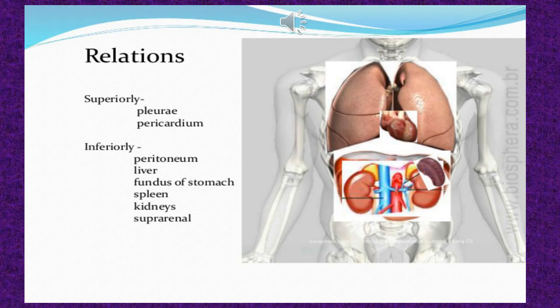The diaphragm separates the thoracic cavity from the abdominal cavity. So the relations are: the structures superiorly, it is related to the pleura and also the pericardium. Inferiorly, it is related to the peritoneum, and the liver, which is under the right dome of the diaphragm. Then you can see the fundus of the stomach, which is below the left dome of the diaphragm. In addition to that, there are the spleen, kidney, and the suprarenal glands.